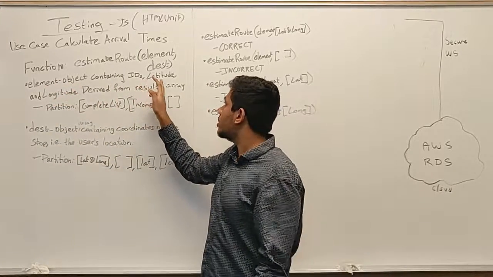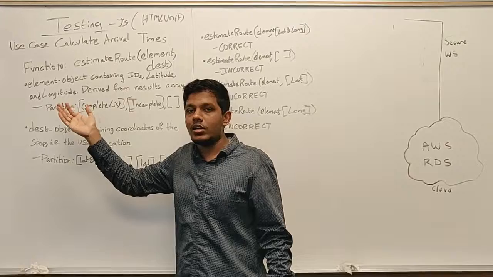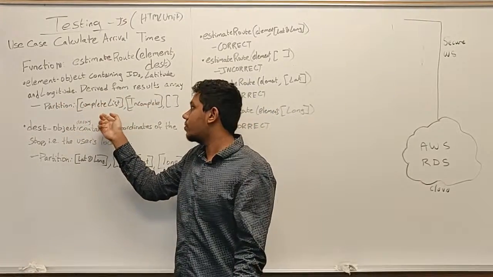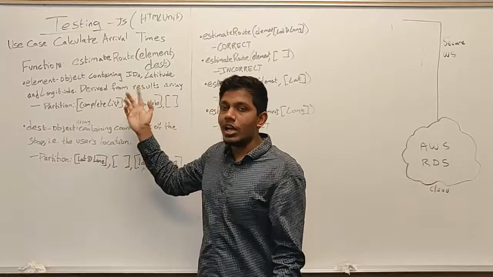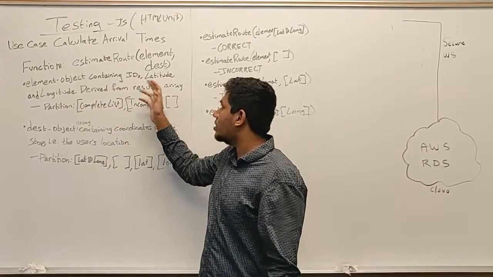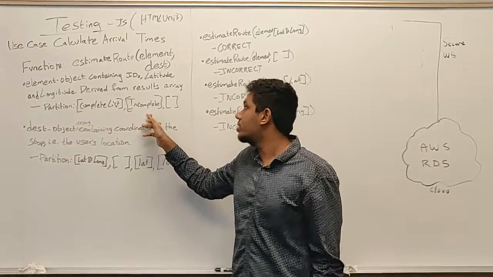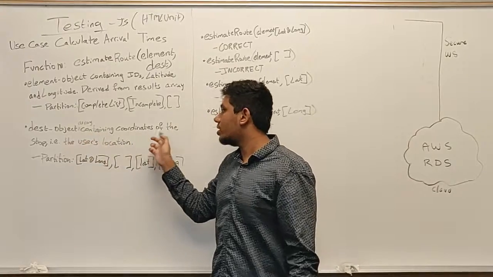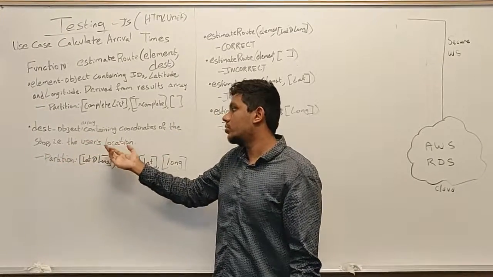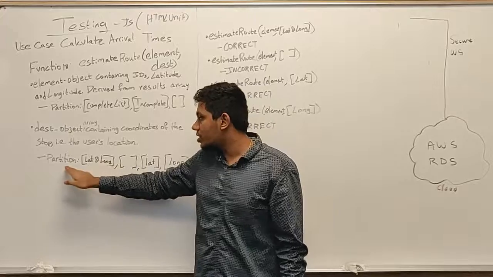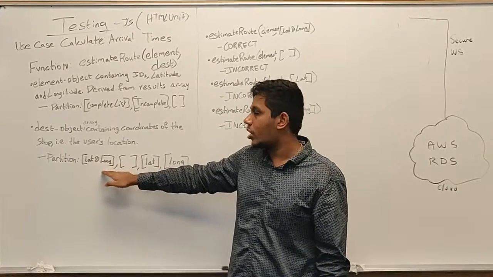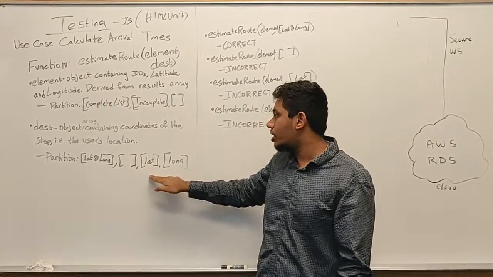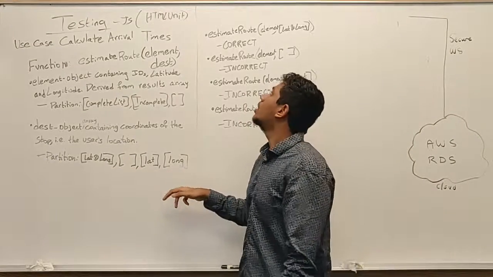IDs of the bus, latitude and longitude, basically a route object derived from the results array, and it can be partitioned as a complete list containing all of the elements, such as IDs, latitude and longitude, an incomplete list, or an empty list. Dest is an object array containing coordinates of the stop, i.e. the user's location, supposedly. It could be partitioned as latitude and longitude completely, an empty array, or an incomplete array with either of the two.